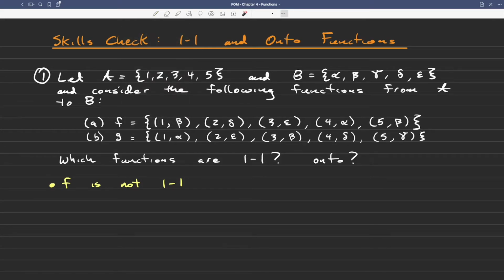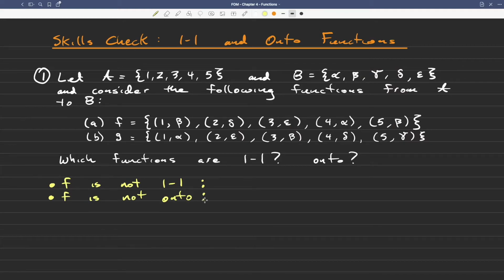is that the range has to equal B. So let's examine that for f. What is its range? Well, I've got alpha in the range, I've got beta in the range, I've got delta in the range, I've got epsilon in the range. Am I missing anything from capital B? Alpha, beta, I don't see gamma. There's no gamma in the range of f. So f is not onto either.